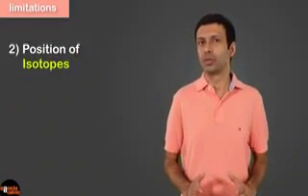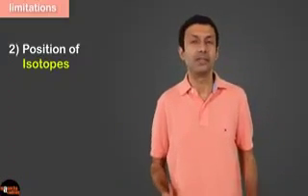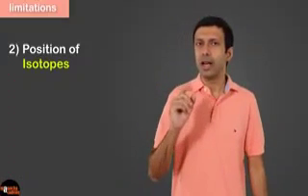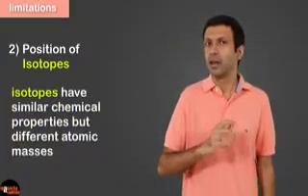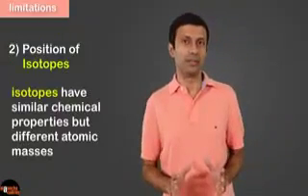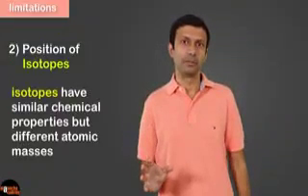The second limitation was regarding isotopes. Isotopes were discovered much later after Mendeleev's table was proposed. Since isotopes of an element have similar chemical properties but different atomic masses, they posed a challenge to Mendeleev's table because we could not fit them in properly.